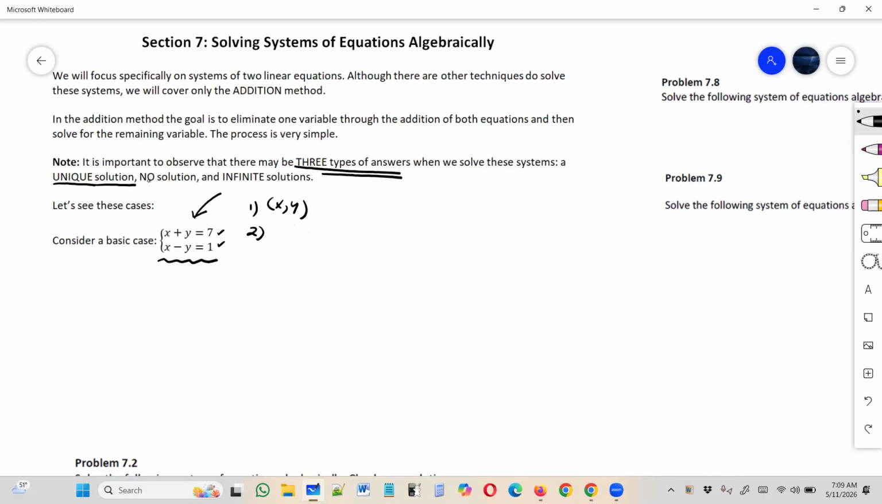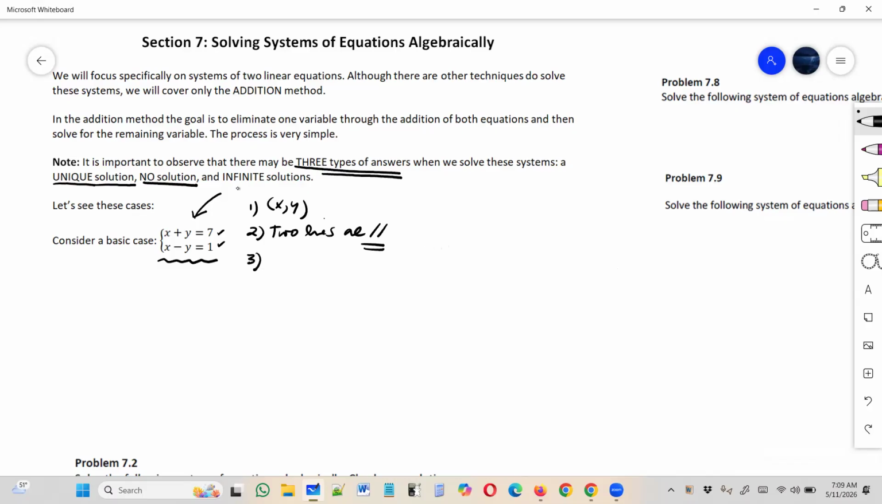The second type of solution is that there is no solution. Okay? That means that there is no x and y that solves the system. Now, how is that possible? That's possible because the two lines are parallel. They never touch. So if the two lines are parallel, they never touch. There is no solution to the system. So that's the second type of solution.